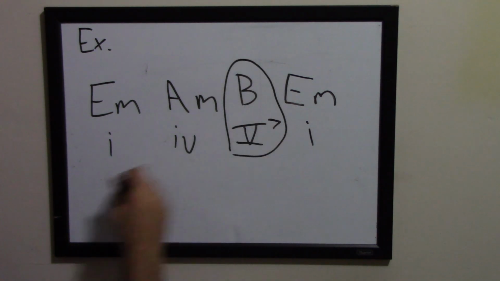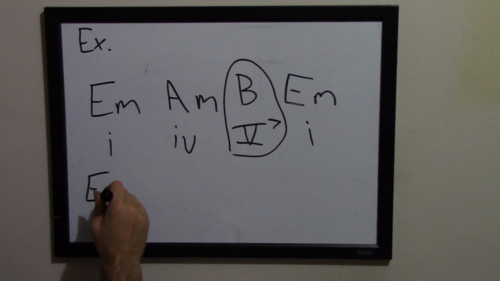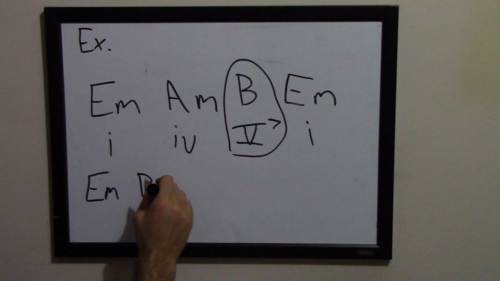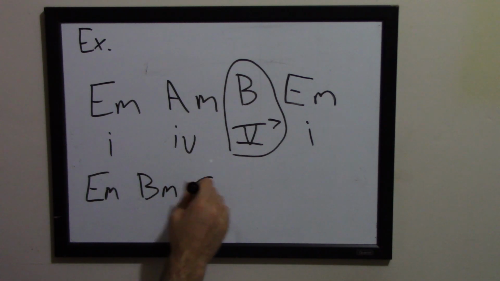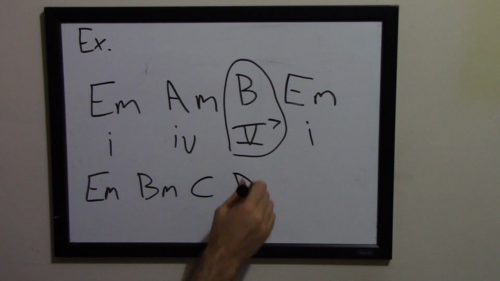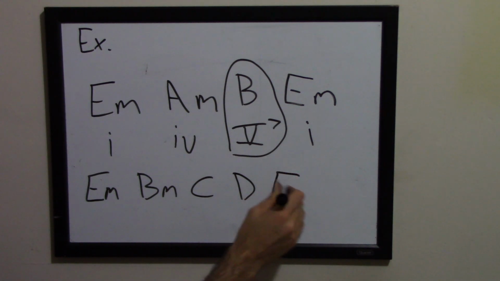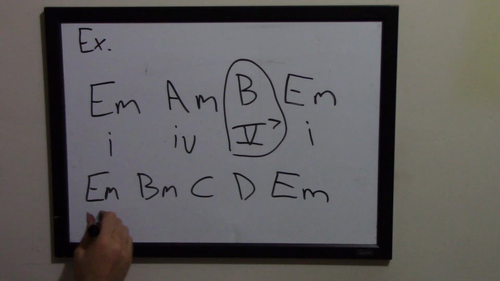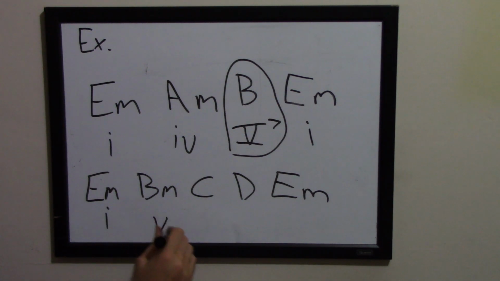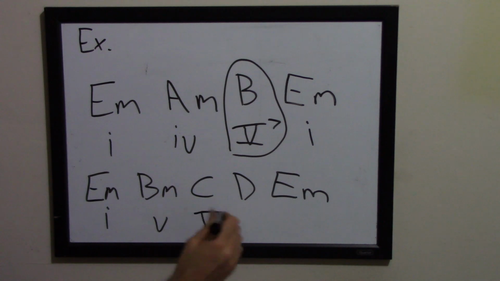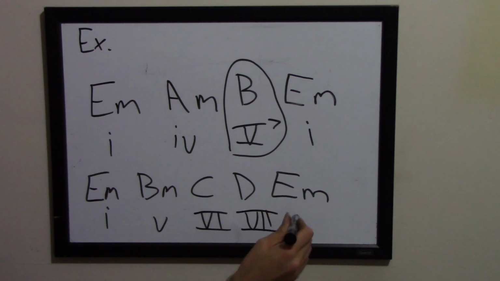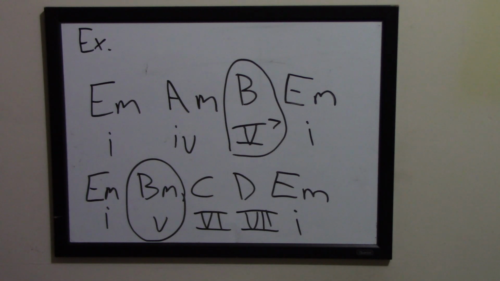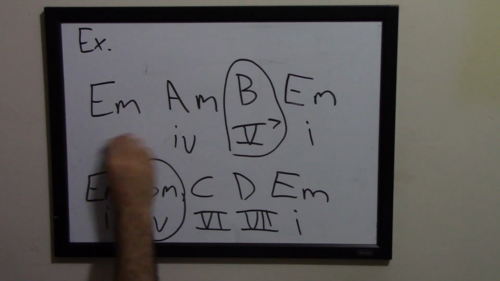But let's look at another example. We could do E minor, B minor, C, D, E minor. And what do we have there? We have 1, 5 minor, 6, 7, 1. So there we have a 5 minor. That's the one that naturally pops out of the minor scale.